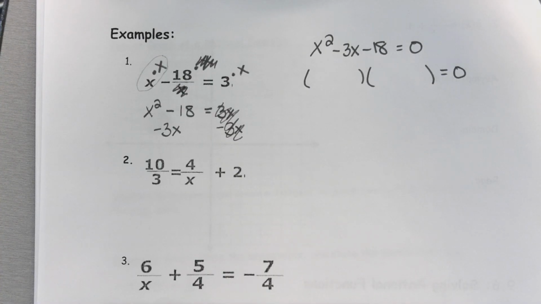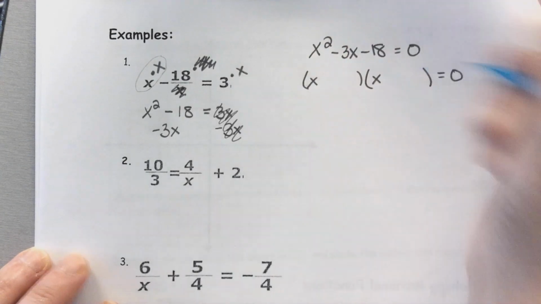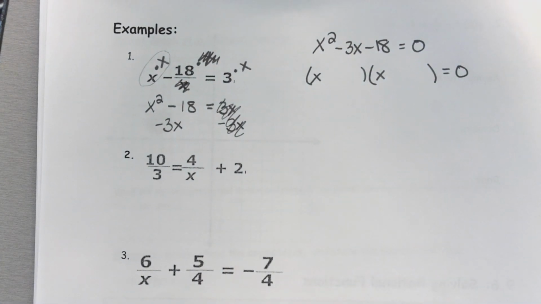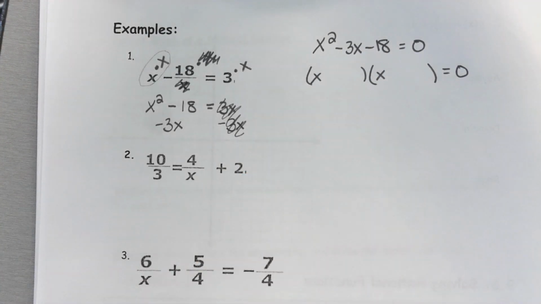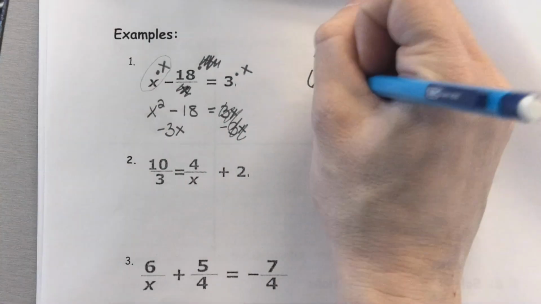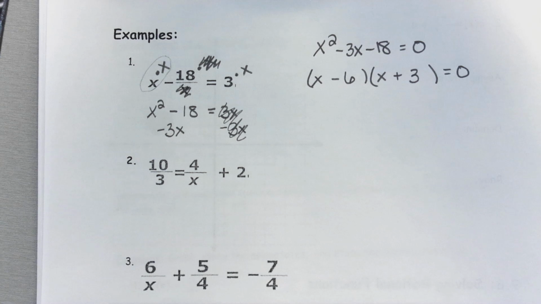Okay, this is a trinomial. X times x is x squared. And we have to play our game. What multiplies to negative 18 but adds or subtracts to negative 3? Negative 6 and positive 3, right? So negative 6 times 3 is negative 18. Negative 6 plus 3 is negative 3.